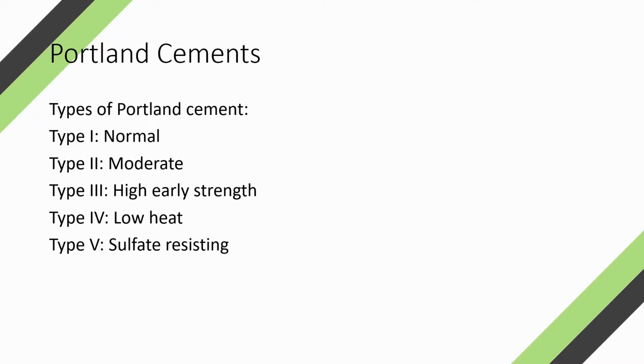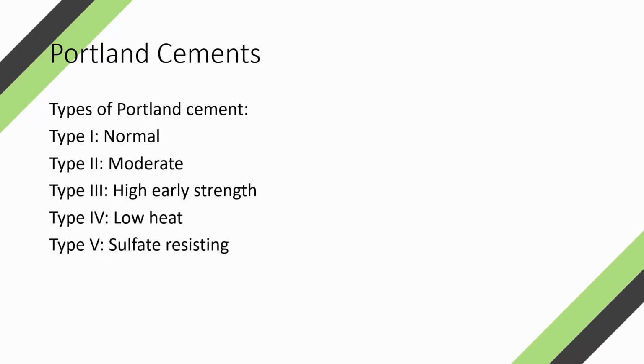So, type 1, normal. It is used when the special properties specified for any other type are not required. So, makikita natin yung mga special properties ng mga susunod. So, kapag hindi required yung mga properties ng mga other types, so ito yung ginagamit.